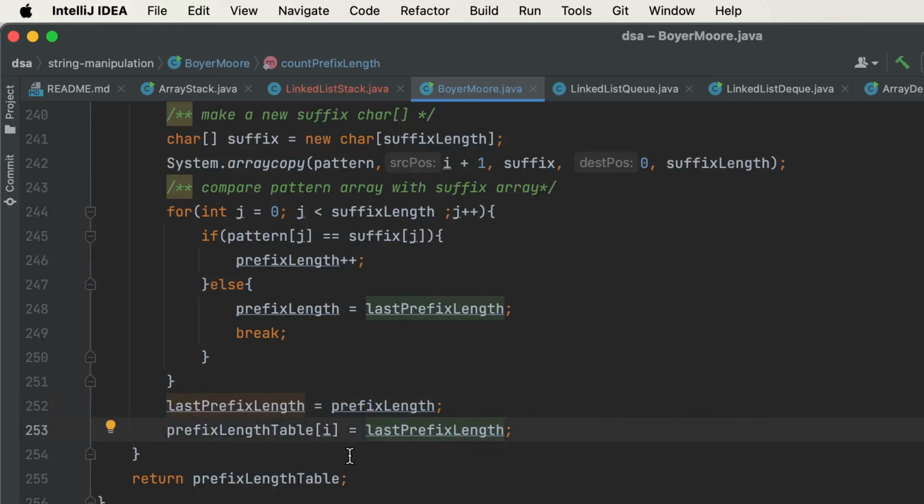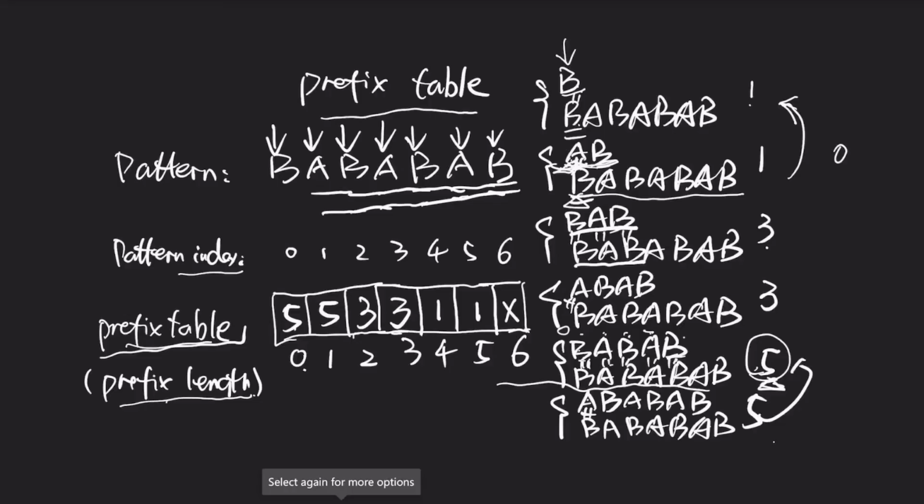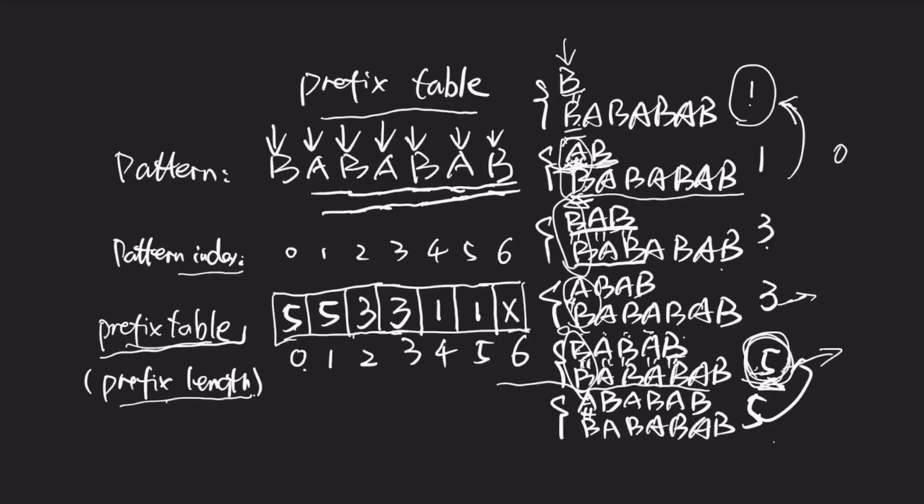Let's switch back to the example again. Here, every time I compare from the first index, if they are different, A not equal to B, I use the last prefix length. And if they are the same, I update the last prefix length to this new prefix length.